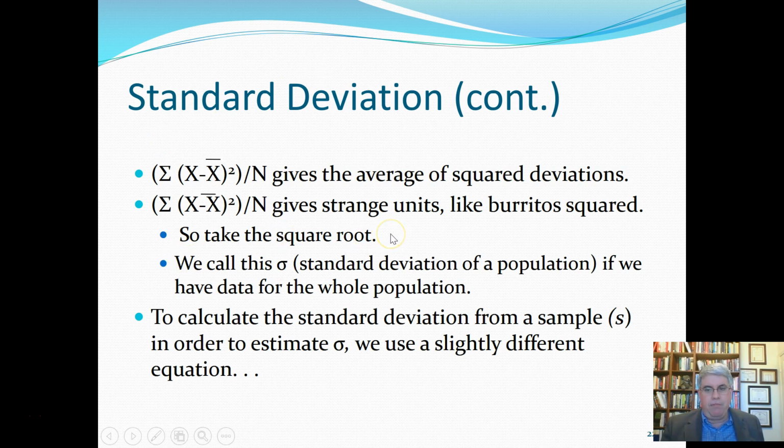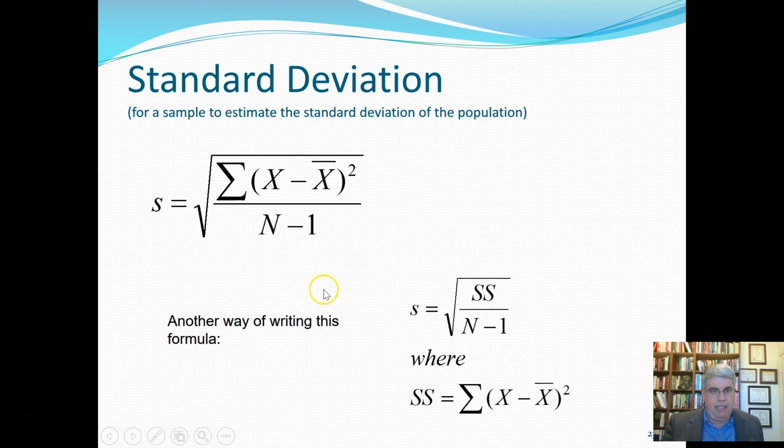And when we take the square root, we call this the standard deviation of a population if we have data for the whole population. If those were the only 5 girls in the world, that would give us a standard deviation. But actually, we've just got a sample. So in order to estimate sigma for the population, we're going to use a slightly different equation. We're not going to use this n in the denominator. We're going to say, well, we don't have the whole thing, so it'll probably be bigger, so we're going to divide by n minus 1.